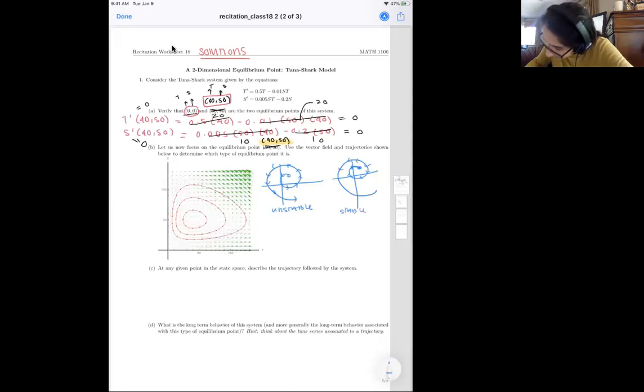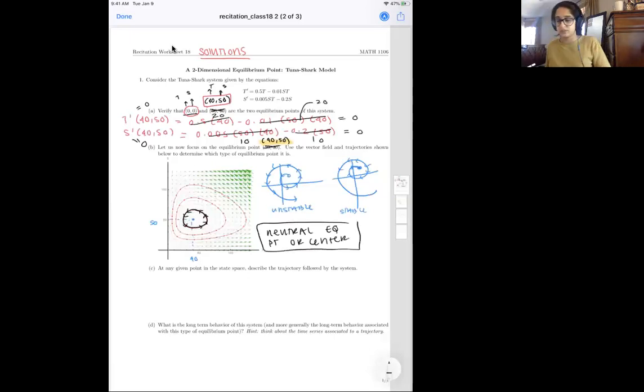However, in the example we're looking at, 40, 50, where this is 40 and this is 50, we don't have either of those behaviors occurring. If there is a perturbation in the system, we end up oscillating or circling around this equilibrium point. We're not shooting away, and we're not being shot towards the equilibrium point, but rather we're oscillating around the 40, 50 equilibrium point. And so we classify this as a neutral equilibrium point, or center. And that is the answer for this question.